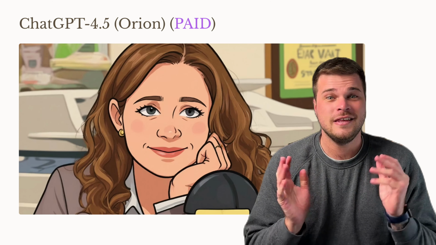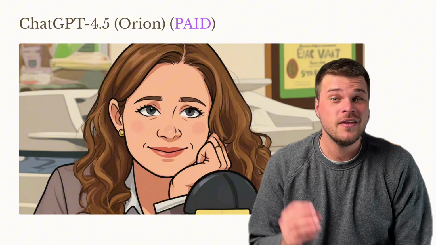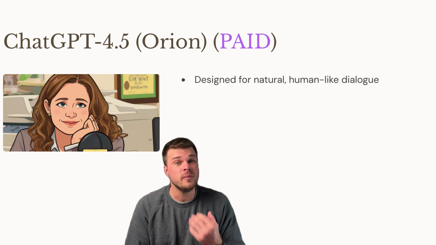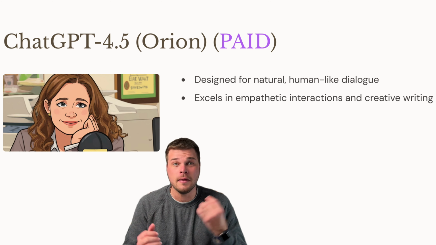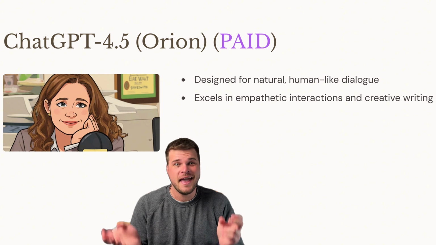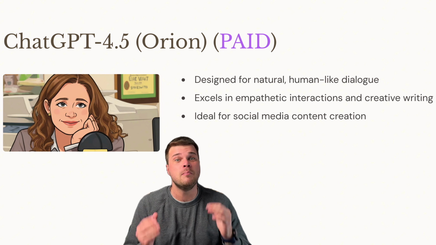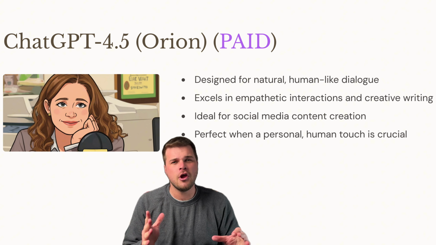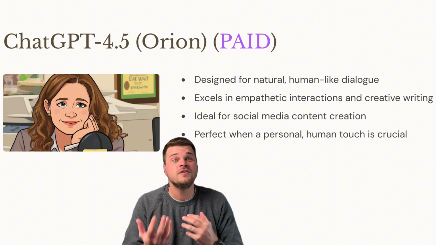4.5 Orion, the empathetic conversationalist. This is a paid model. So this model is currently in a research preview, which means that not everyone has it, but most people do. It was designed specifically for natural, human-like dialogue. It's really good with empathetic interactions. And in my personal opinion, it is the best model for creative writing or content creation. It's well known for having a smooth kind of conversational feel, but it's also more likely to hallucinate or lie.